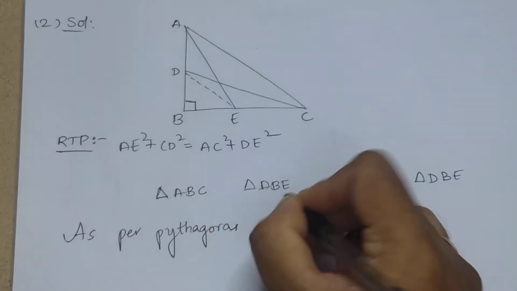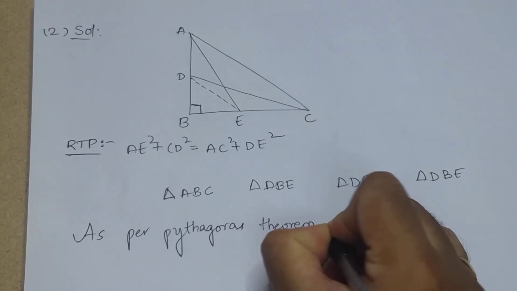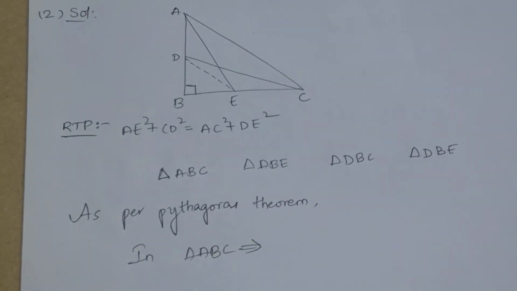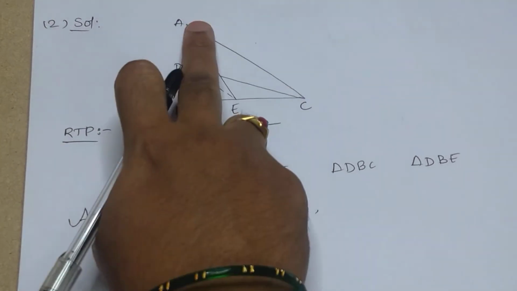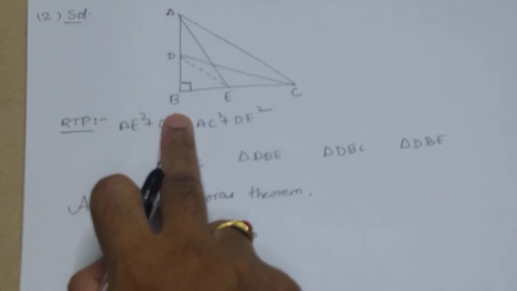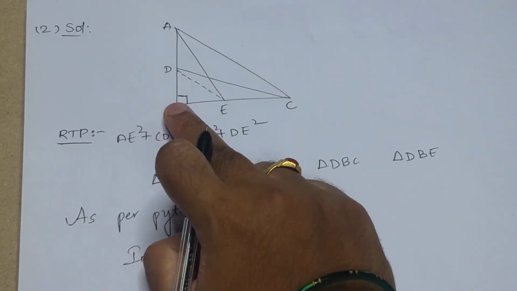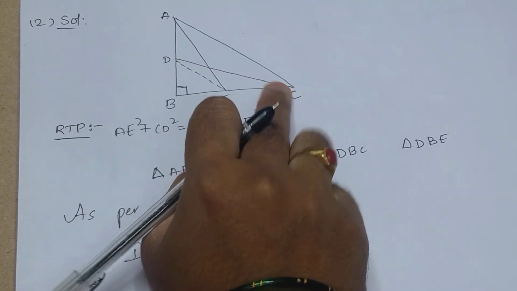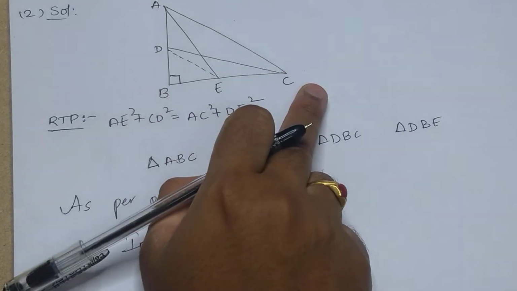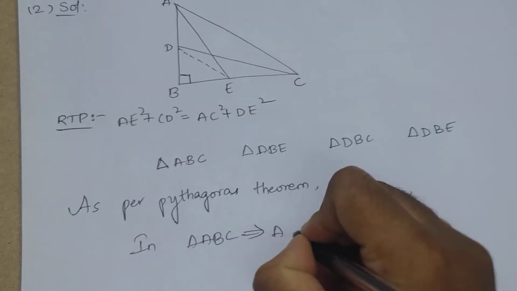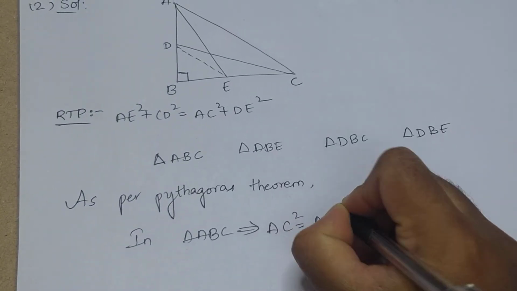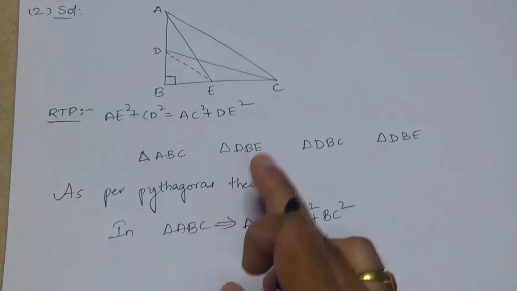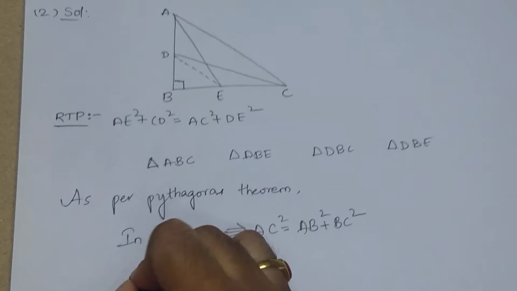As per Pythagoras theorem, in triangle ABC, let's see the figure here. This is the triangle ABC. In the triangle ABC, what is the hypotenuse? The side opposite to the right angle is nothing but the hypotenuse. So AC square equals to AB square plus BC square. Correct? In triangle ABC, AC square equals to AB square plus BC square. Okay? In the same way, let's write it for the remaining 3 triangles also.